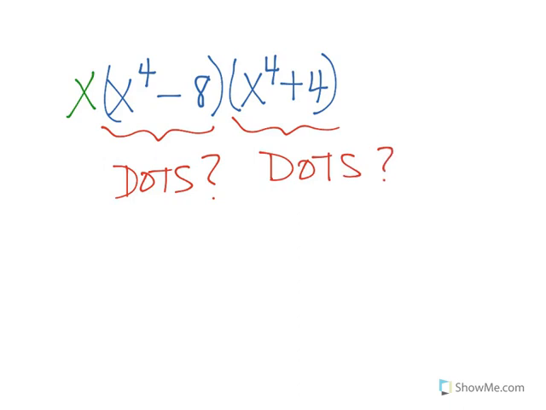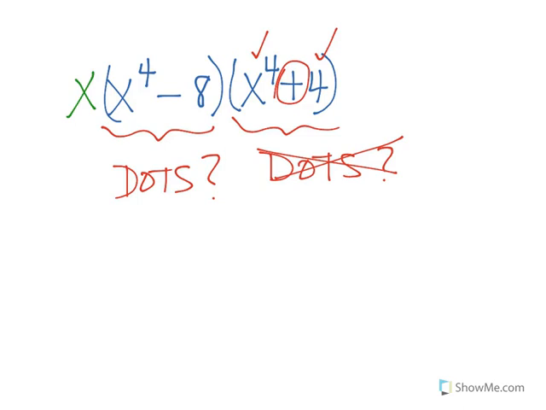So let's consider x to the 4th plus 4. X to the 4th and 4 are both perfect squares, but again, we have this addition here, and for difference of two squares, you need subtraction. So right away, I can see that x to the 4th plus 4 is going to be left as it is.